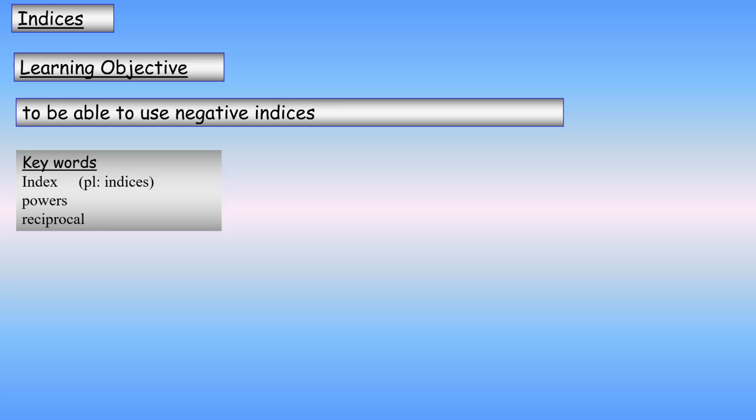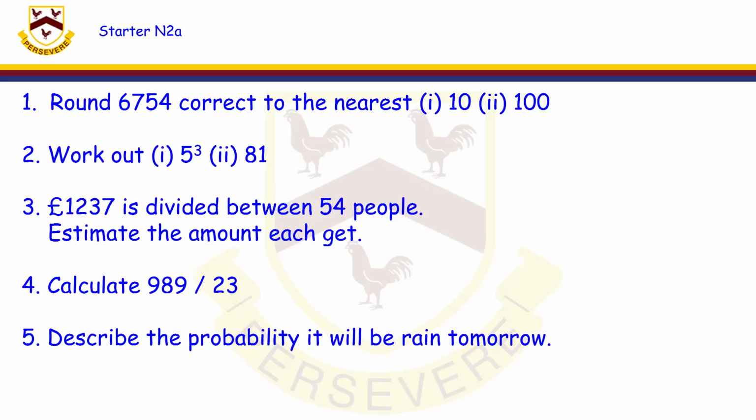So we'll continue with the indices. You're able to use negative indices, so hit pause, copy the heading, lesson objectives and keywords down, and when you're ready, hit play again and we'll go into the starter. Okay, so starter for today. So hit pause, have a go. When you're ready, hit play again and we'll go through it together.